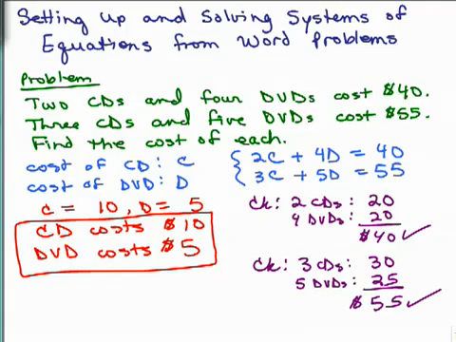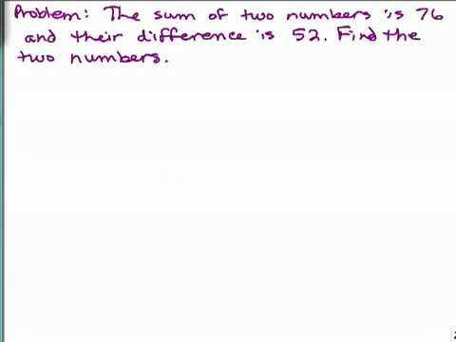Okay, let's go on to a different problem. Okay, this is more of a puzzle problem. The sum of 2 numbers is 76 and their difference is 52. Find the 2 numbers. Okay, what are we looking for? We're looking for 2 different numbers. So our first thing is to represent 2 numbers. Okay, so we're just going to put the first number. Let's call that x, and then we'll call the second number y. It really doesn't matter.